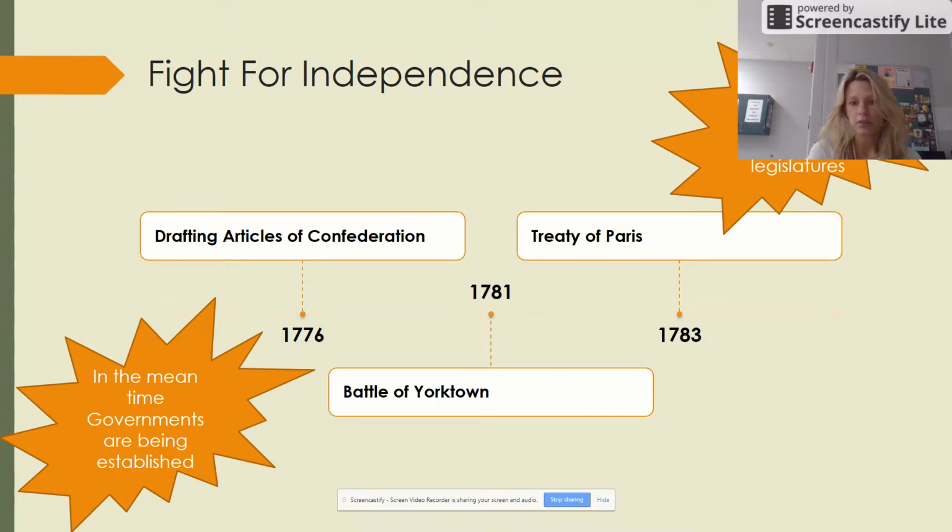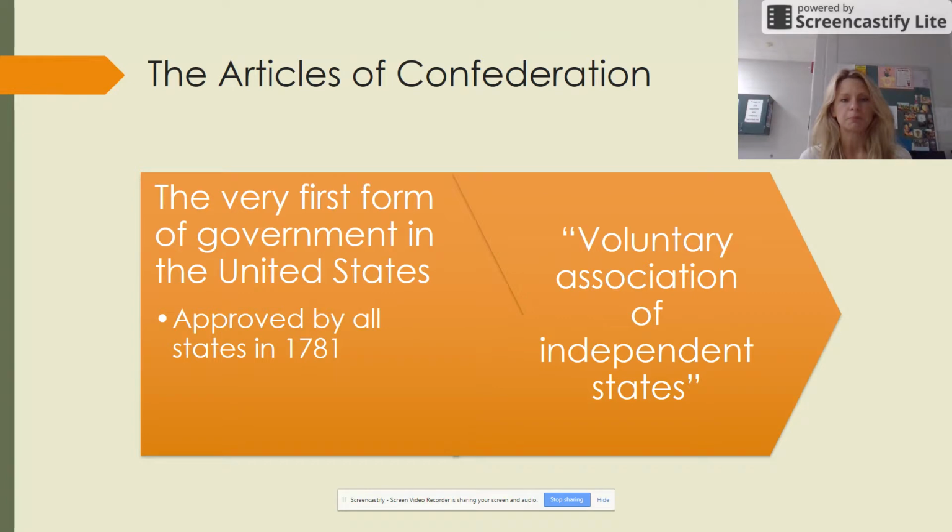During this time, all those little governments that had been set up were primarily Republican governments that had strong legislatures. You're not going to see a lot of strong executives. Why aren't we going to see a lot of strong executives? We just got done fighting a war with a king that we were trying to break free from. We want to make sure that we don't have any monarchs coming in and taking that spot.